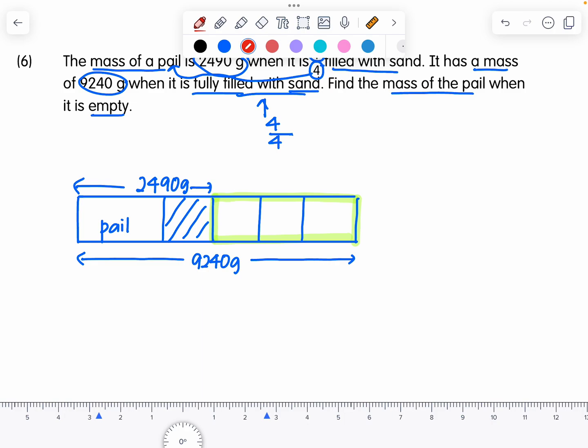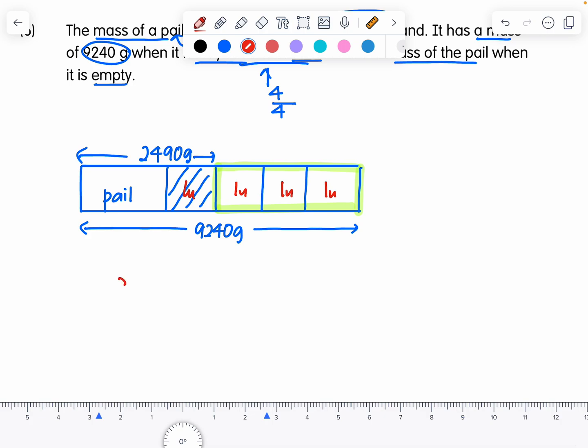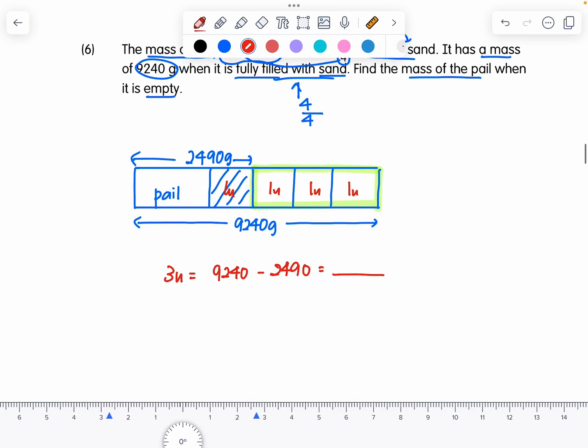So here I have 1 unit, 1 unit, 1 unit, 1 unit. These are only my sand. The pail is on the left-hand side, clearly labeled there. Okay, so I can say that my 3 units will be 9,240 minus 2,490. That will give me my 3 units here. Okay, and then next, after you solve for that 3 units, find your 1 unit by dividing by 3.